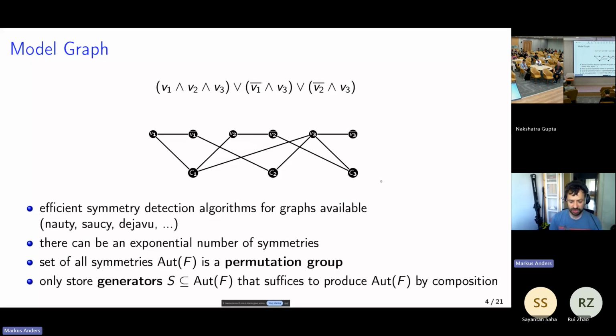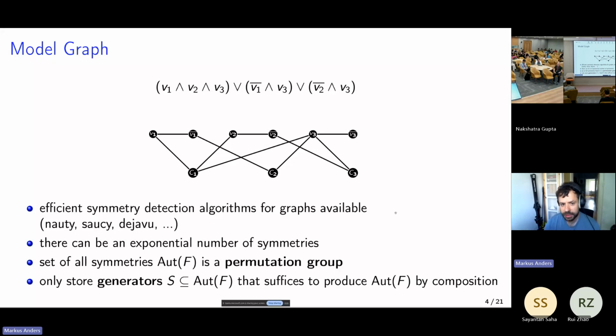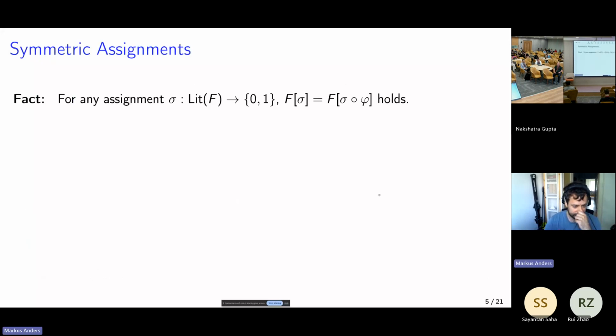And this enables us to deal with symmetry more efficiently. In particular, we can store a permutation group using what's known as generators. This is just a small subset of the entire set of the symmetries that suffice to produce all of the other symmetries by composition. In particular, this generating set is of polynomial size in the number of symmetries. All right, so why should we care about symmetries in the context of SAT? Well, because we can use them to solve SAT more efficiently. There are lots of ways to explain this, and I brought here a small observation.